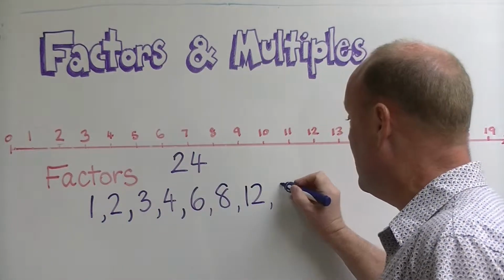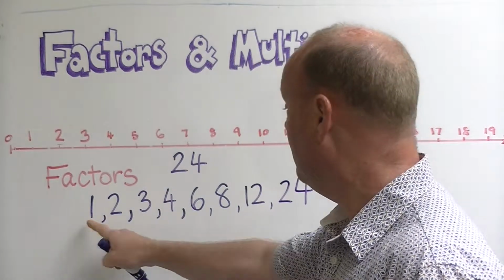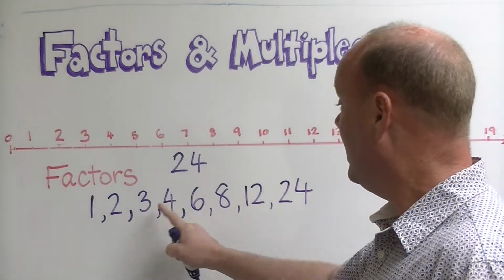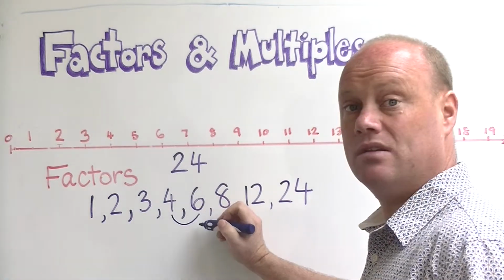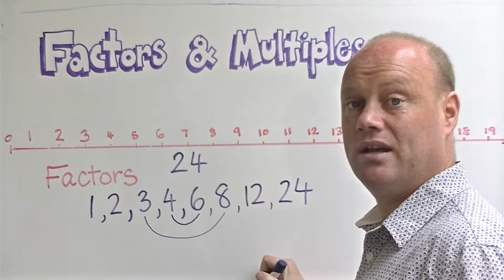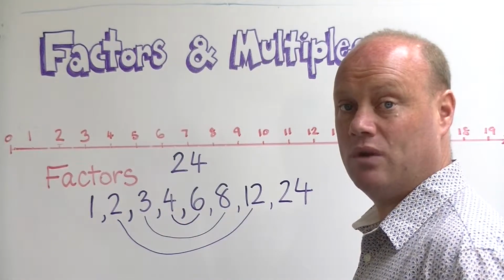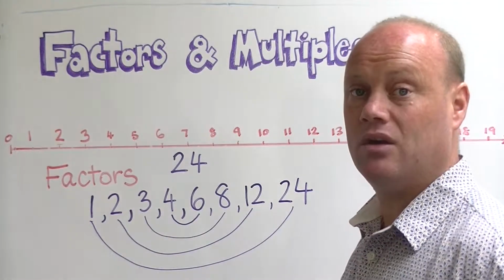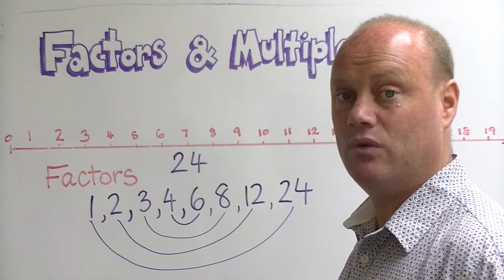is 24 itself. So the factors of 24 are 1 and 24, 2 and 12, 3 and 8, and 4 and 6, because 4 and 6 multiplied together get 24, 3 and 8 multiplied together will give me 24, 2 and 12 multiplied together will give me 24, and 1 and 24 multiplied together will give me 24. So we have found all the factors of 24.